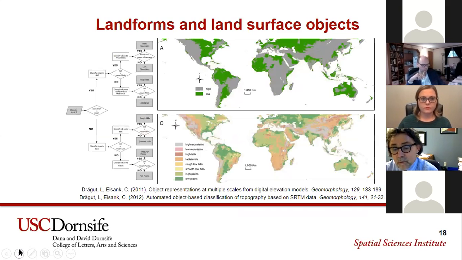And what Dragut and Eisank do is they try to analyze the DEM as if it were an image and find areas that have similar properties, and then as a second step try and classify what kinds of landforms they are. And their early work at least shows that this is a very, very promising approach. And these two maps demonstrate how quickly they've been able to generate landform maps for the whole planet. And so this is super exciting. Next.